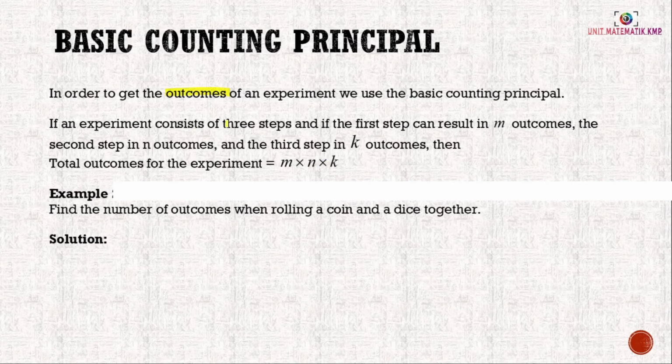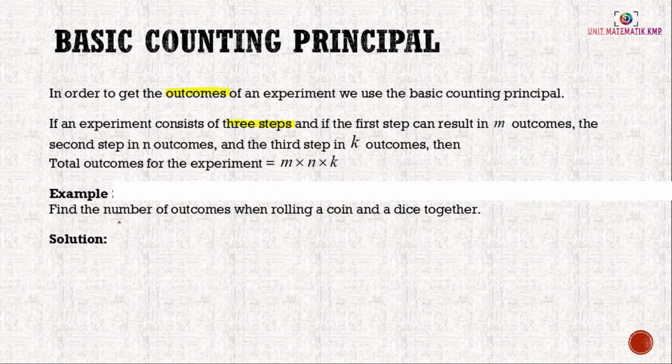So apa yang dikatakan 3 step tu adalah contohnya bila kita baling syiling 3 kali. Okay, so yang pertama tu dia akan ada m outcomes lah, which is 2. Okay, and the second outcomes 2 juga, and the third outcome is 2. That is if we flip the coin 3 times. So kat sini dia dah bagi example.